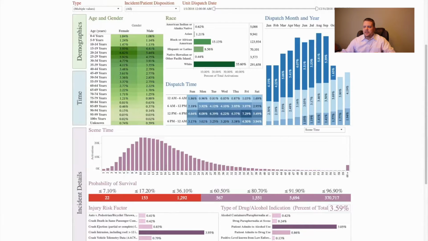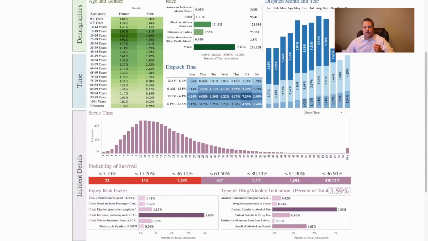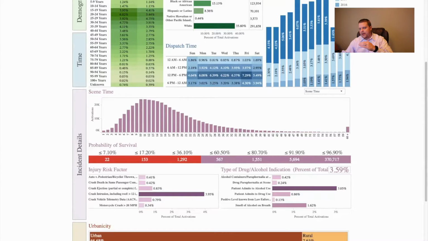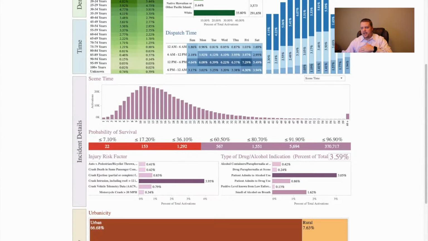Scene times, the majority of the scene times fall between the range of roughly about 7 minutes of scene time to, we'll say, about 18 minutes. So, it ramps up from there, and then it peaks at about 10 minutes, and then it curves down.